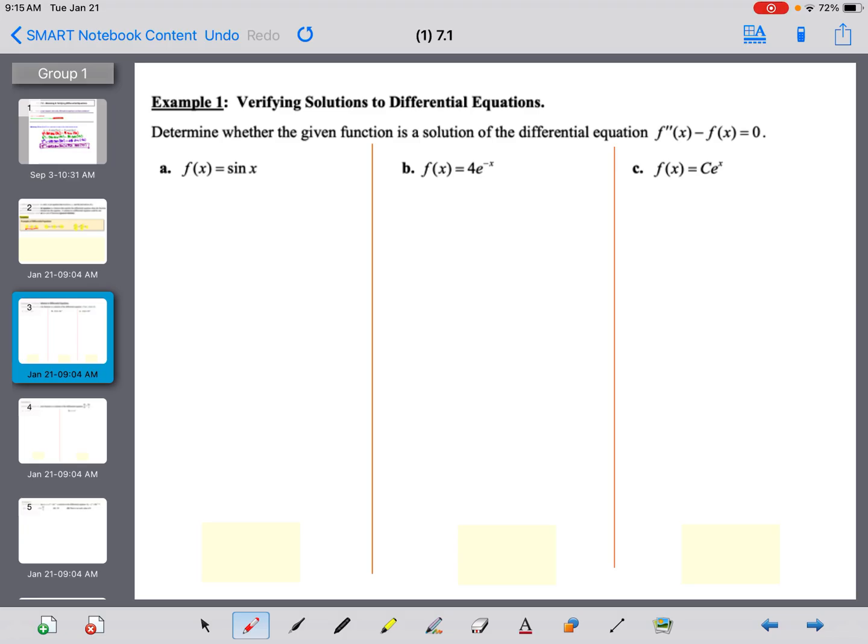All right, here we go. Number one. So we want to determine whether the given function is a solution to this differential equation where we have f double prime of x minus f of x, and we want them to cancel out to equal 0. So the first thing we have to do is get to this second derivative. So we're going to go ahead with the first one, and we're going to get to the second derivative. So it's going to be f prime of x. Derivative of sine is cosine.